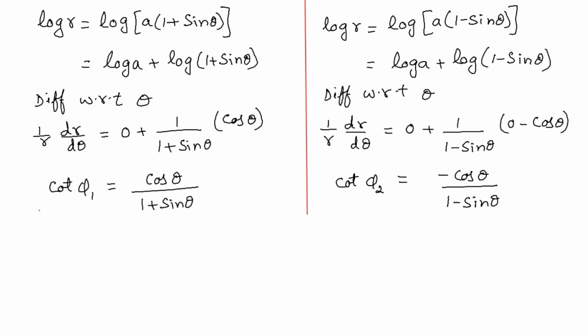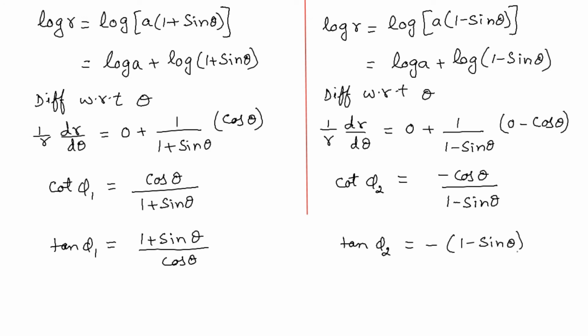Let me express both in terms of tan. If I am taking the reciprocal on the left hand side, it is tan of phi 1, because we know that tan of phi will be 1 by cot of phi. So I am taking the reciprocal on the left hand side, and I have to take the reciprocal on the right hand side. So the reciprocal will be 1 plus sine theta divided by cos of theta. In the same way over here, the reciprocal will be tan of phi 2, and on the right hand side the reciprocal, with the minus sign as it is, will be 1 minus sine of theta divided by cos of theta.